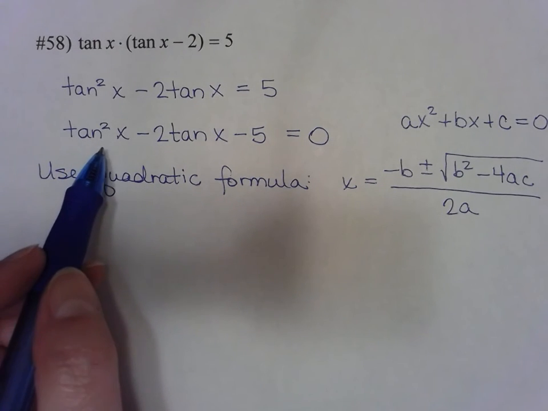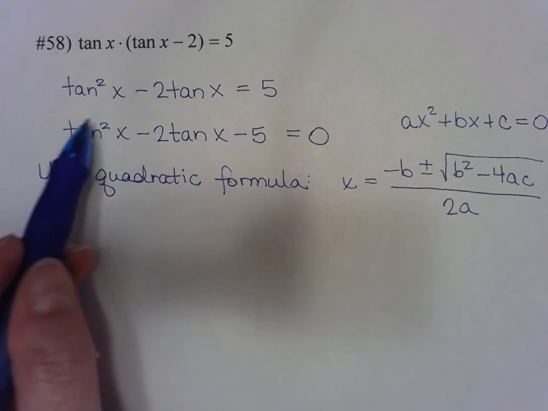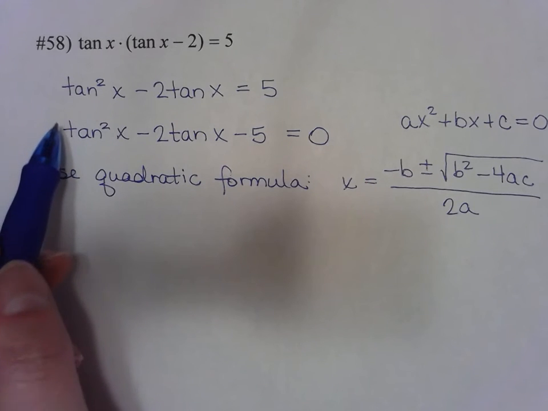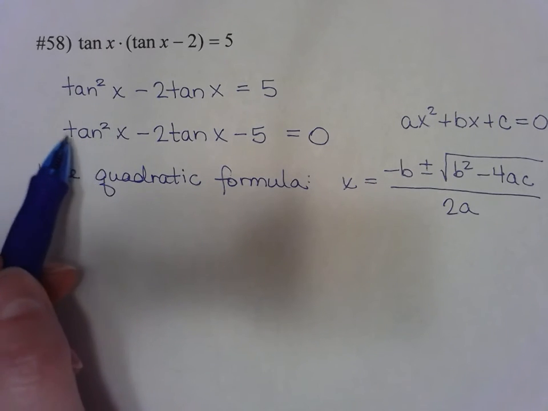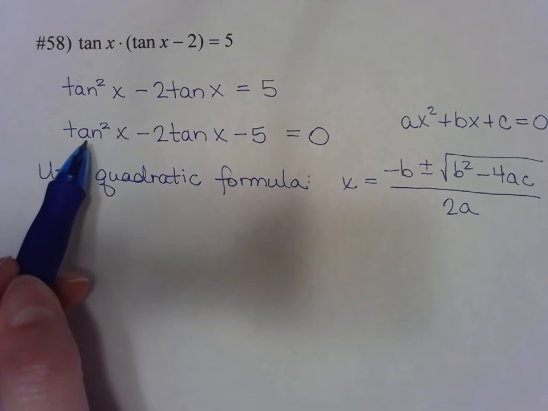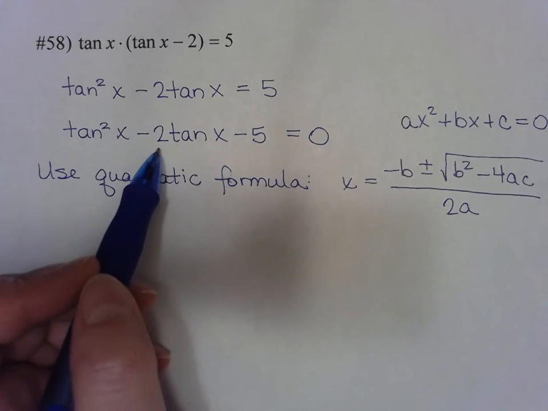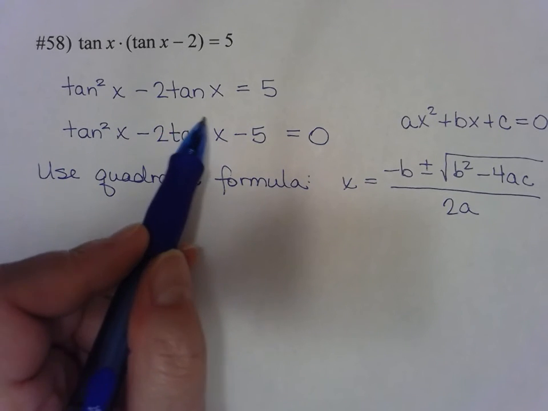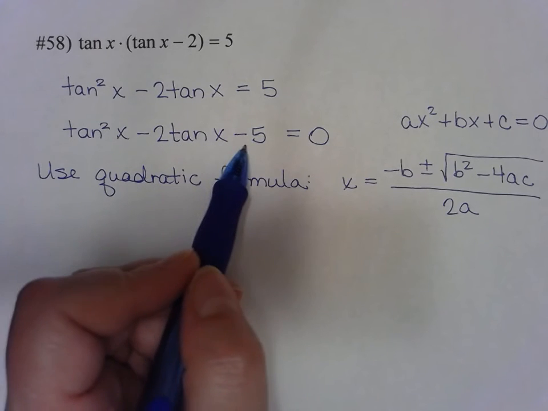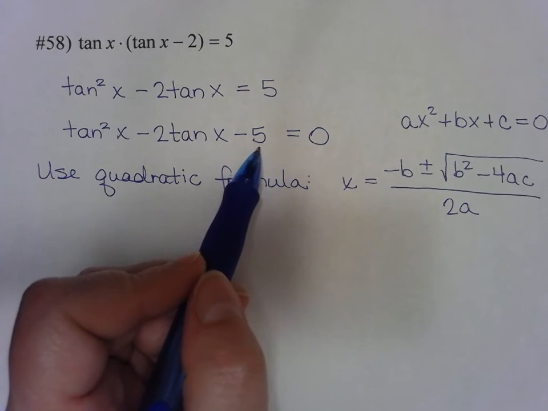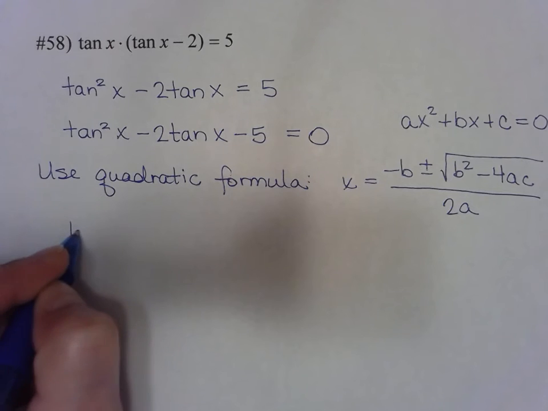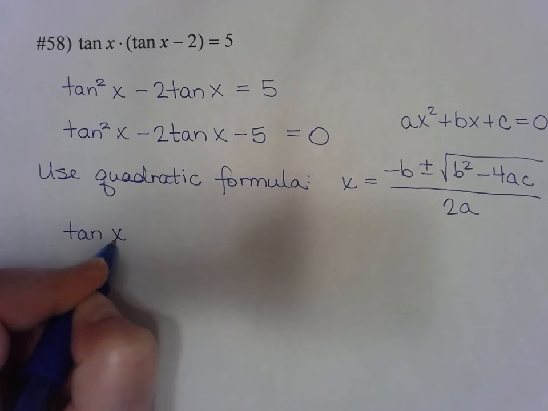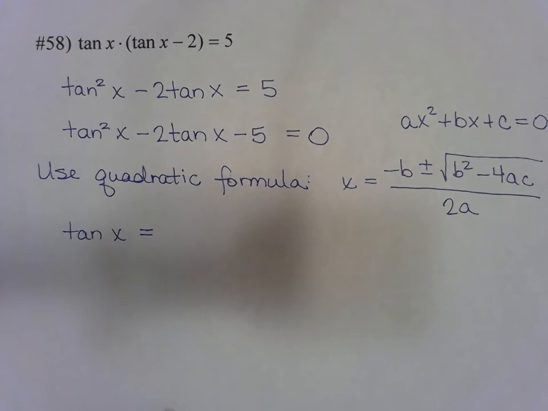Okay, and we have that format where instead of x, we have tangent of x. So think of there being a 1 here for the a. Tangent of x squared is like x squared. Negative 2 would be the b. Tangent of x is replacing x. And negative 5 would be the c. So when we plug this in, really what we're solving for right now is tangent of x.